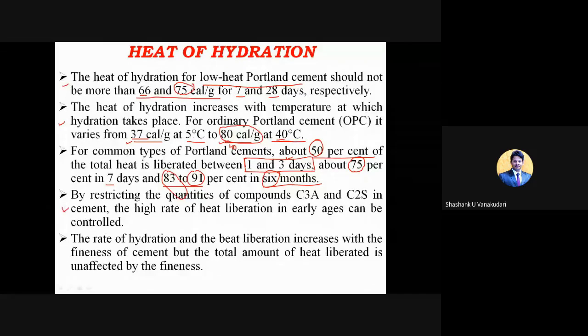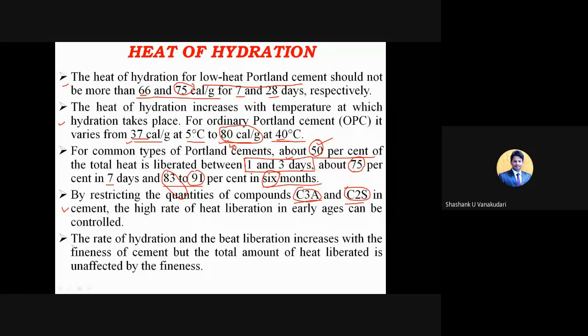So here, by restricting the quantities of compounds like tricalcium aluminate as well as dicalcium silicate in the cement, the rate of heat liberation in early ages can be controlled. In the early ages, whatever exhibits the 50% of the heat can be reduced by limiting the C3A compound and C2S compound, right? So these are the Bogue compounds, right? That one we need to maintain properly.